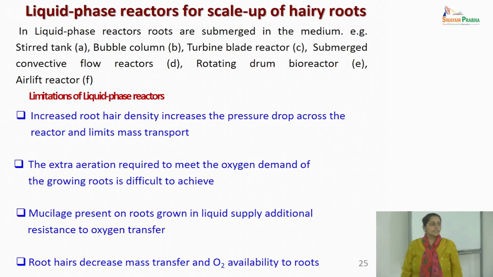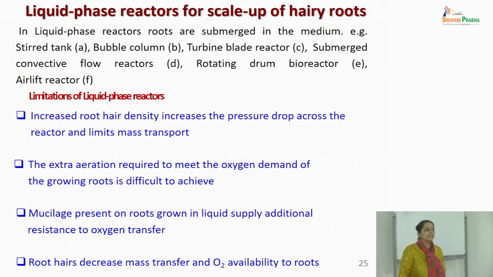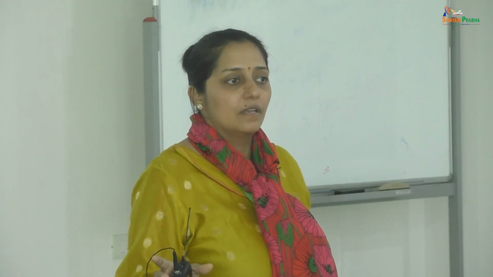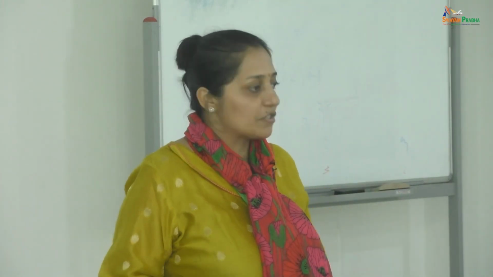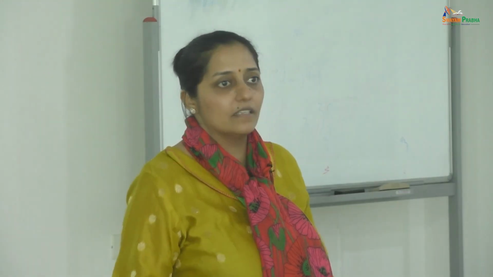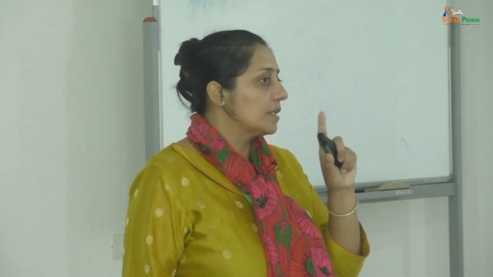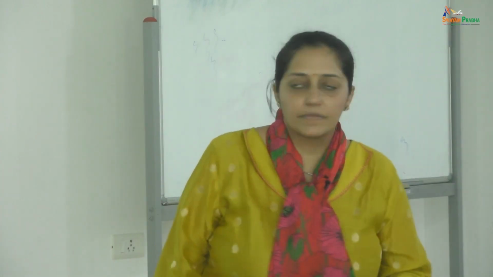I also wanted to say, despite all this, sometimes you may end up with certain limitations in liquid phase reactors. What are the limitations? As the root density increases, the pressure drop across the reactor can limit the mass transport. Although in that reactor, I told you they have segmented it into two parts, one has now become a packed column with the hairy roots. But as the hairy roots grow, the pressure drop grows across this column. It will hinder the flow and sometimes cause mass transfer limitations even within the growing hairy roots. That is one limitation which may happen in such systems as well.